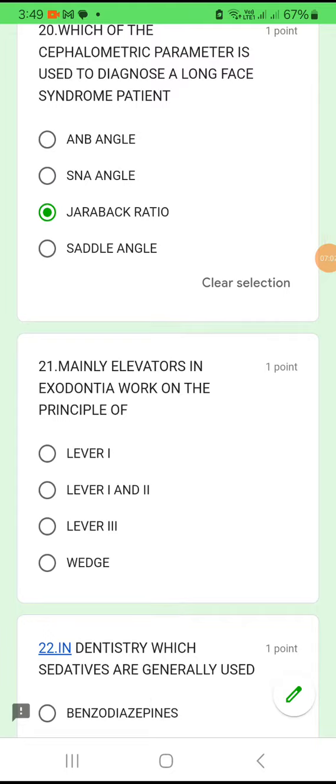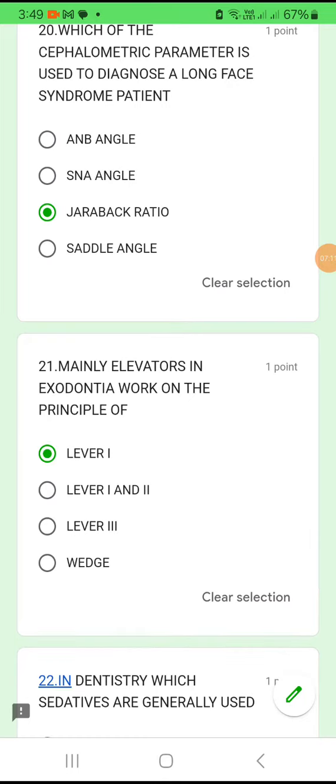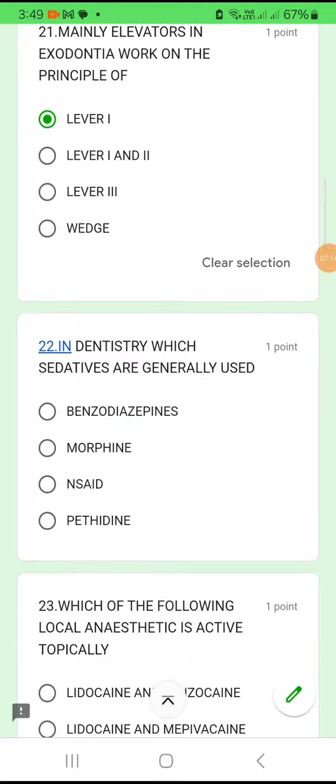21. Mainly elevators in exodontia work on lever 1 or lever 1 and 2 or lever 3 principle or wedge principle. Mainly elevators work on lever 1 principle. Okay, lever 1.